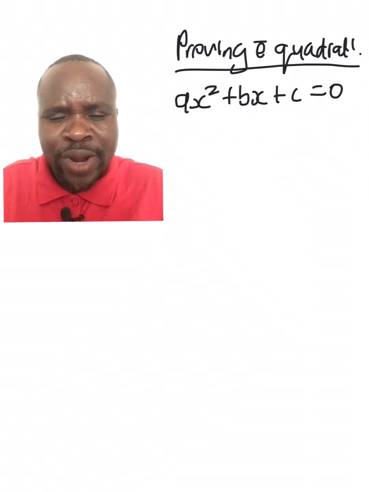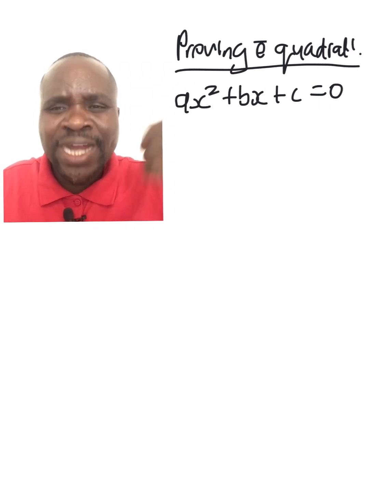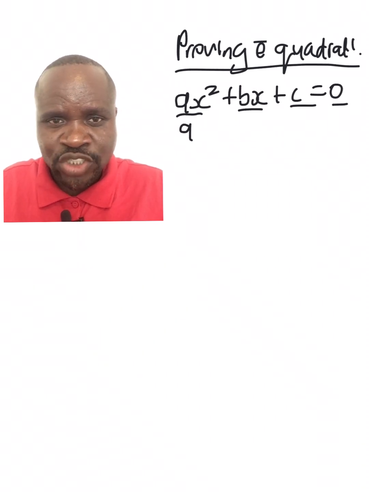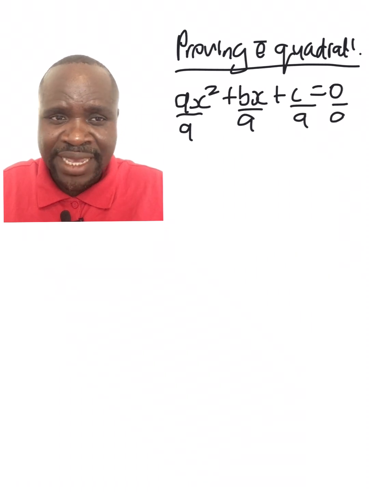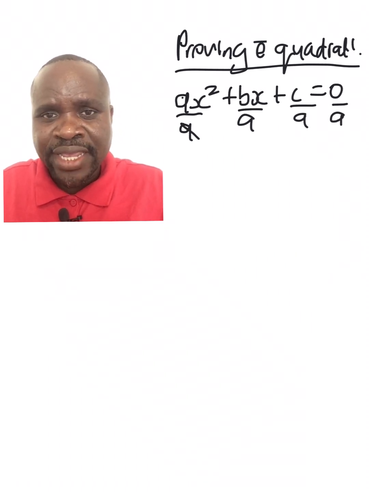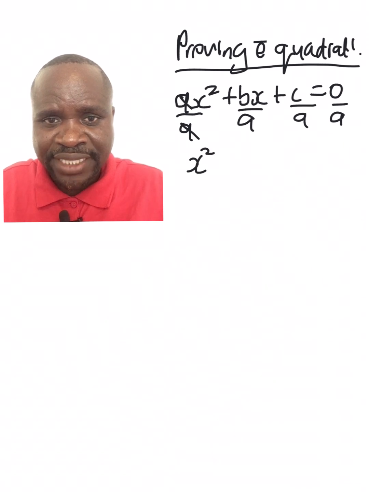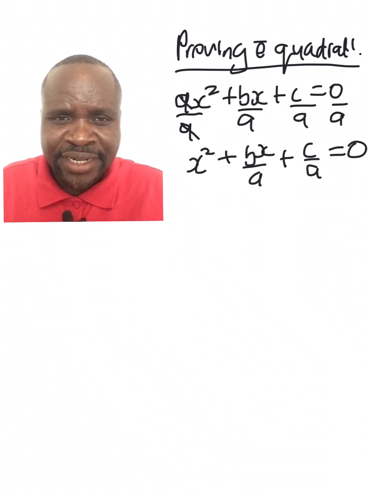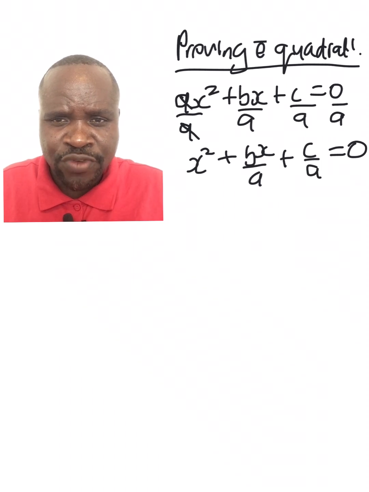Now when we are using the method of completing the square, what is our first step? Our first step is to divide everything by the coefficient of x squared, which is a. So we divide everything by a. The a's cancel each other. We are left with x squared plus bx over a plus c over a equals 0. So we have managed to turn that original equation into this form.